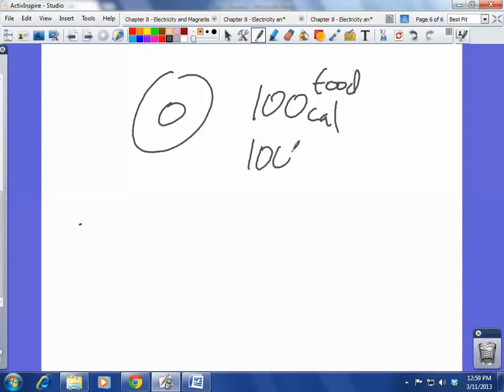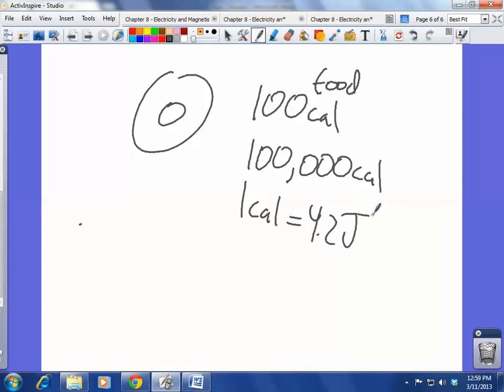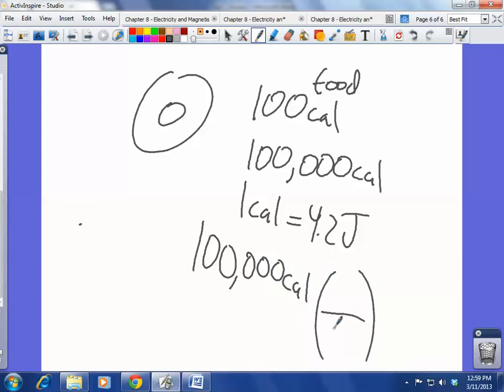So 100 food calories is actually 100,000 calories. Okay? And once again, 1 calorie is equal to 4.2 joules. So if I set up this unit conversion, if I want to know how many joules are in this, put what I want to get rid of on the bottom, so calories, what I want to keep on the top, joules, and then all that's equal to 420,000 joules. Okay? So remember, that seems a lot more imposing now. Okay? Good.